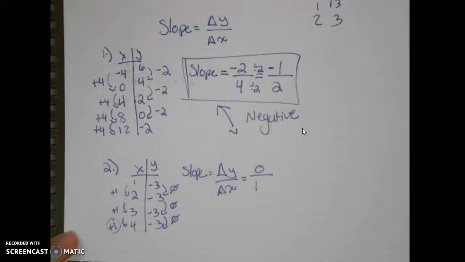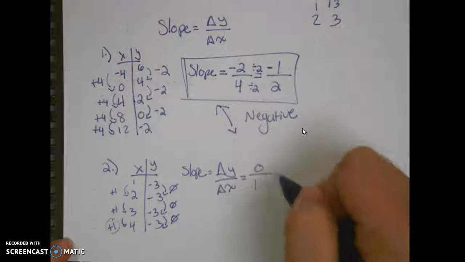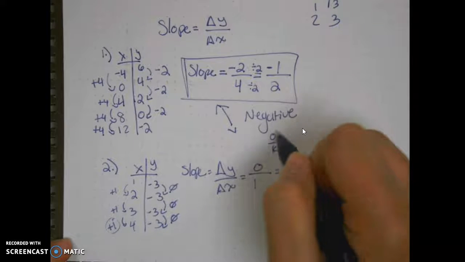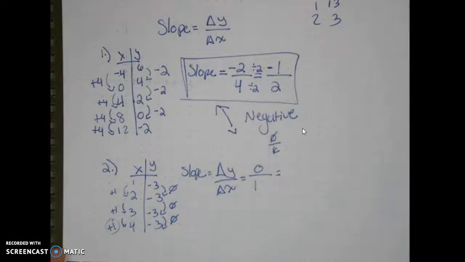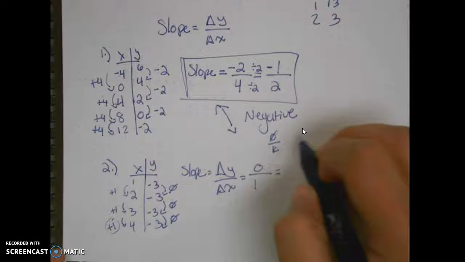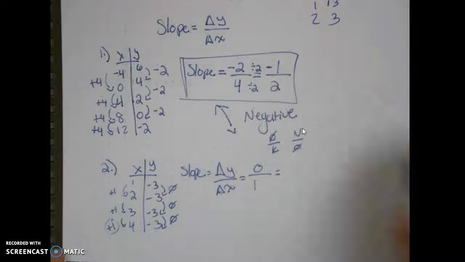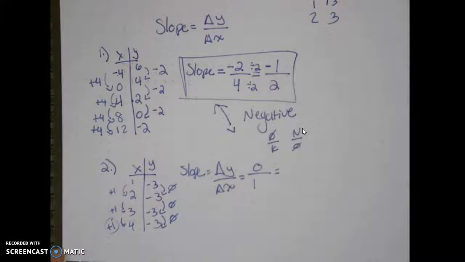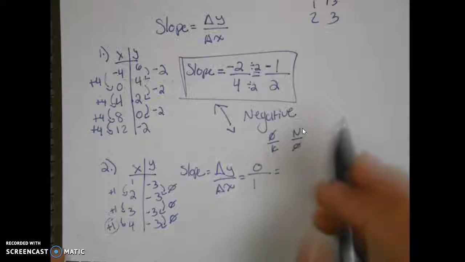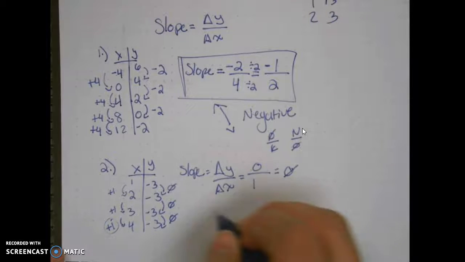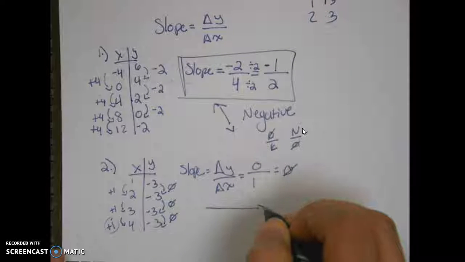Now here's a trick for you. When 0 is on top, it is okay to find the slope. If the 0 is on the bottom, it is not okay. So, 0 divided by 1 would give me a 0 line, which would look like this.